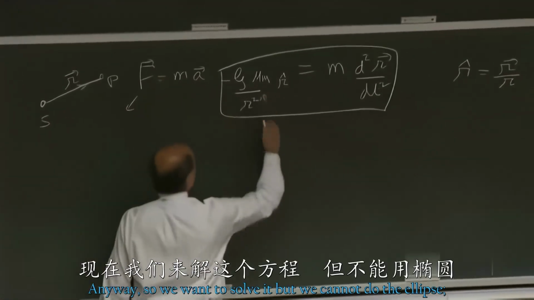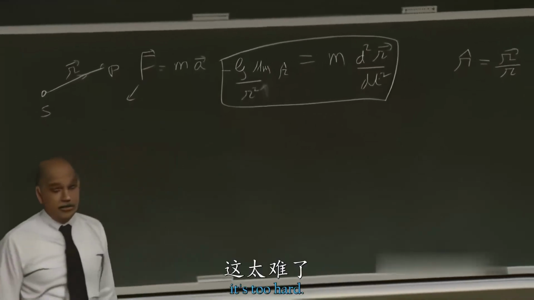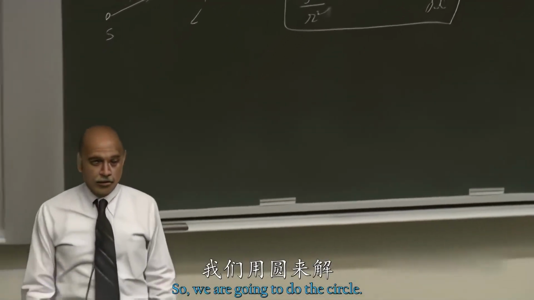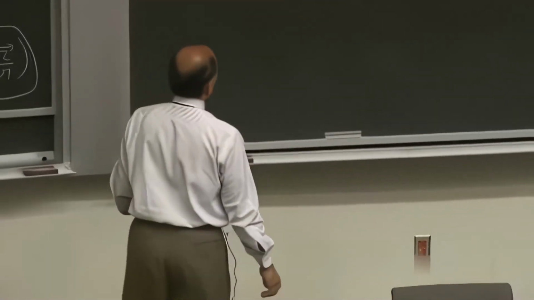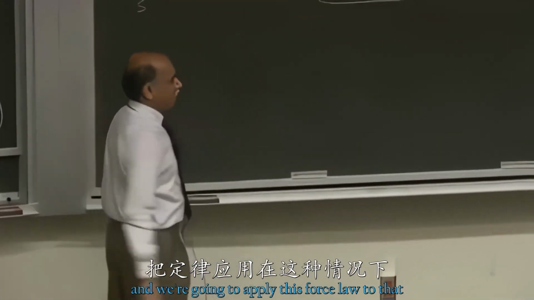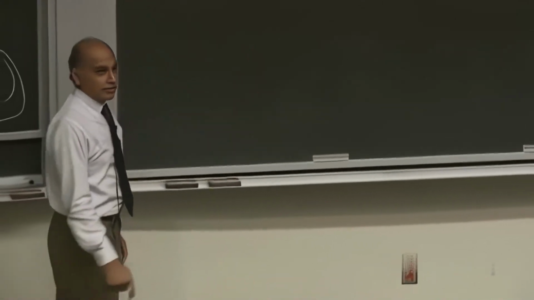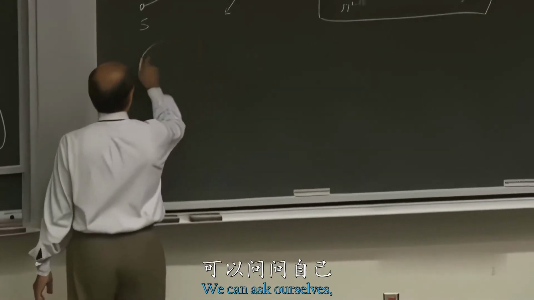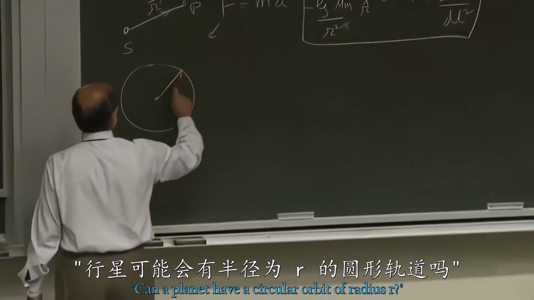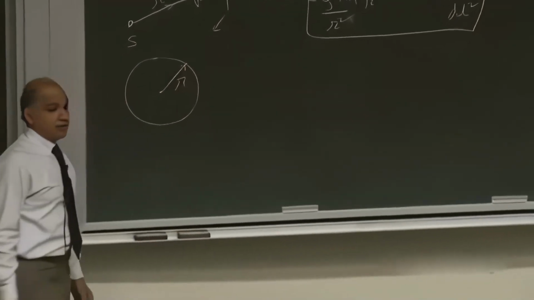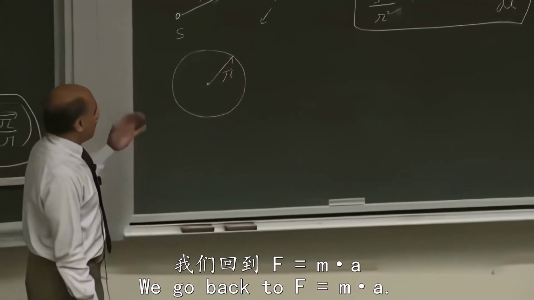Anyway, so we want to solve it, but we cannot do the ellipse. Okay, it's too hard. So we are going to do the circle. We're going to take the orbit to be circular, and we're going to apply this force law to that and see what we can get. So let's do that. We could ask ourselves, can a planet have a circular orbit of radius r? We go back to F equals ma.